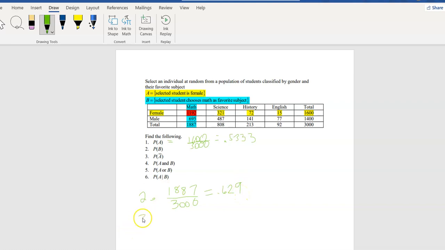All right, now 3, we want the opposite of A. Now, we could count up everything that is not yellow, but what's easier is to use the complement rule, which is to take 1 minus the probability of A. And we got 0.5333 is the probability of A. So 1 minus 0.5333 is going to give us 0.4667.